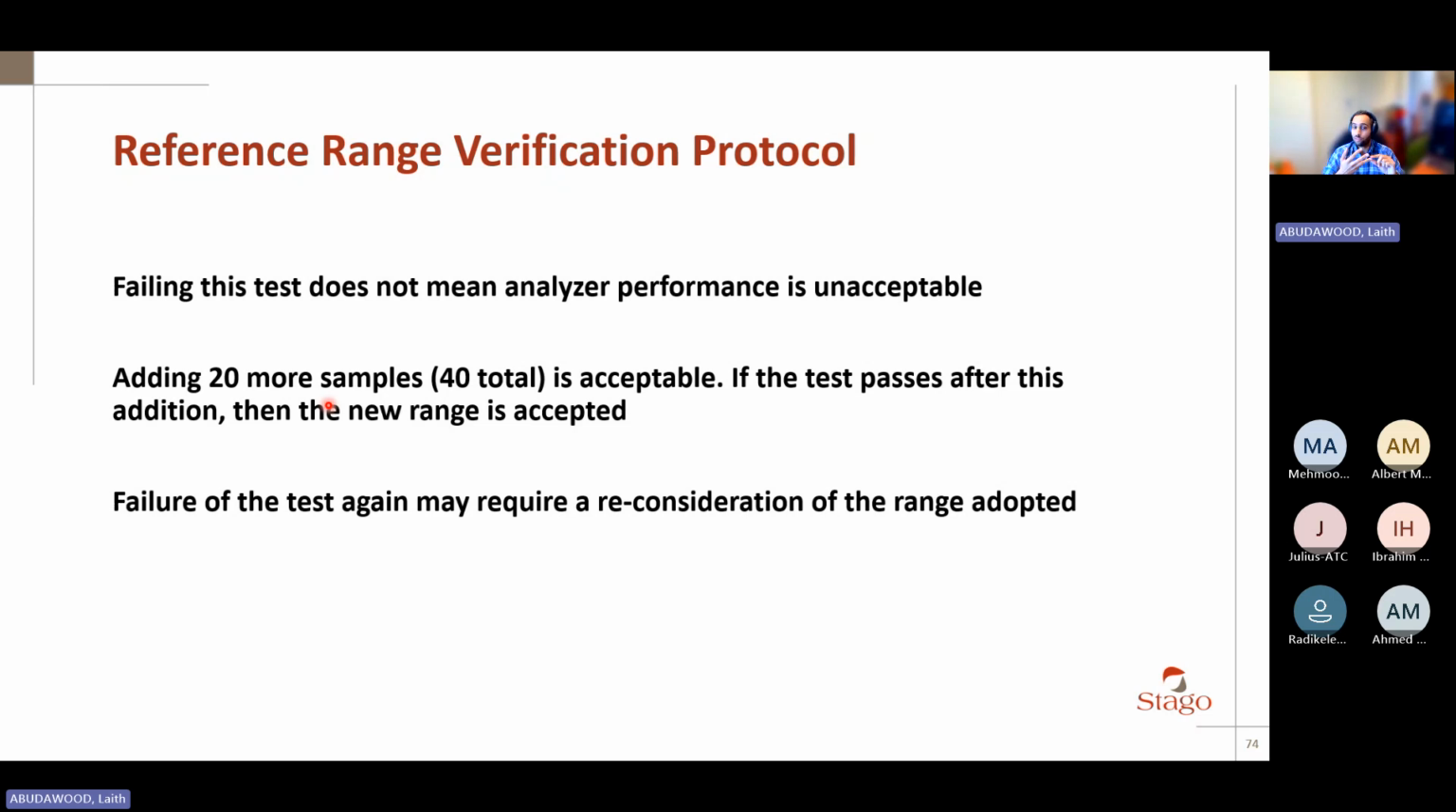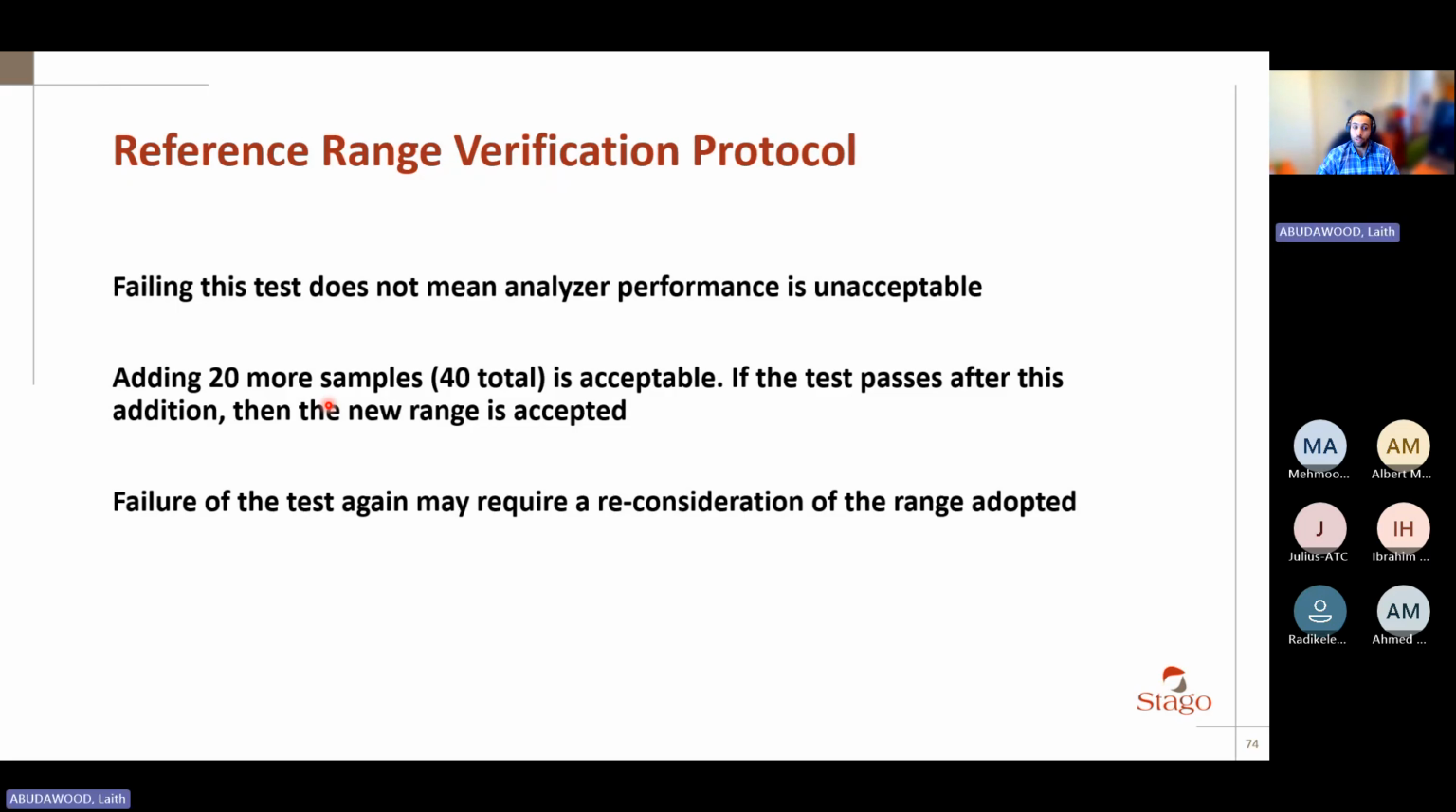You either look for a different source of reference ranges. Maybe you can go for literature. Maybe you can ask another lab who have established their reference ranges locally, or you can establish your own range if you have really no choice, okay? But remember, reference range verification is generally easier, faster, less costly than establishment, okay?